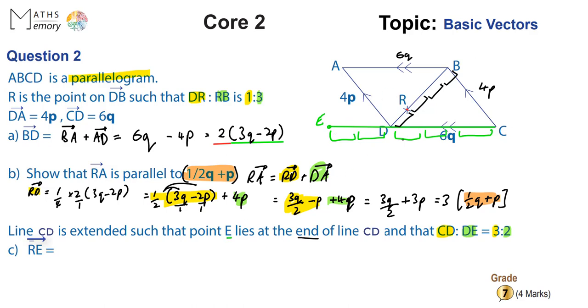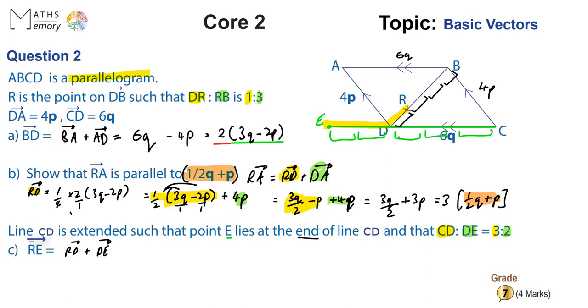Now the question is saying, how do we get from R to E? So R to E. If you follow this line over here, this is what we want to really do. We want to get from R to E. Okay, R to D first plus D to E. That will give us what we want to do. Let's define those 2 components. So RE equals RD plus D to E.